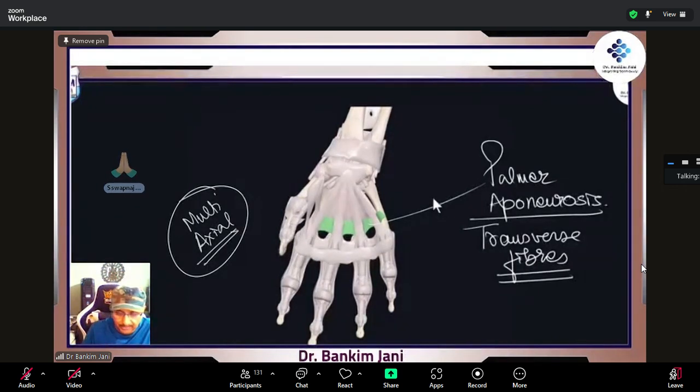So here is one more, which is like a filler. It is called the palmar aponeurosis. Aponeurosis, you know, it is like a flattened sheet. Flattened, correct. So these are the transverse fibers, which are just filling up the spaces, right?